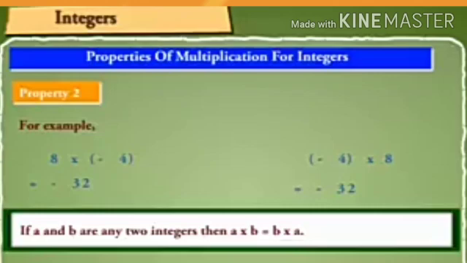Now, next we can change the order. Minus 4 is first and 8 is second. Multiply these two numbers. 4 8s are 32. Minus into plus, minus. Both the answers are same, or both the products are same. Thus, we see that if you multiply the integers in different order, the products are same. Hence, if A and B are any two integers, then A into B is equal to B into A.